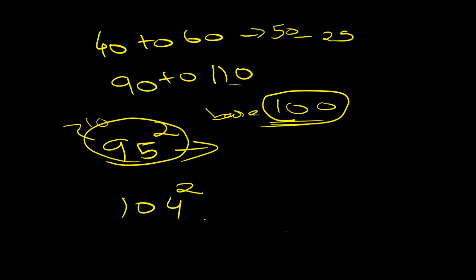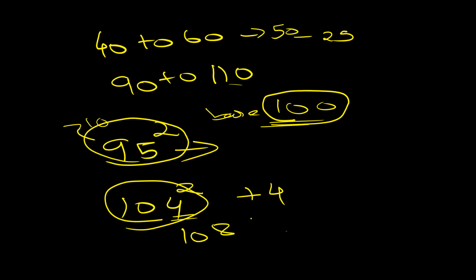Let us go for 104 square. So from 100, what is my difference? It is plus 4. So I'm supposed to add it to the same number, which is 104. 104 plus 4, I'll be getting 108. 4 square is 16. So my answer is 10816.